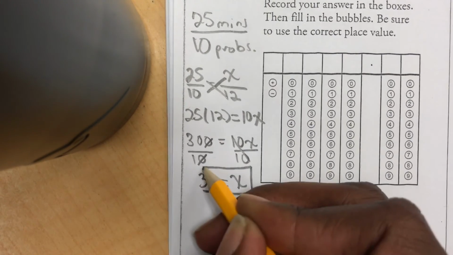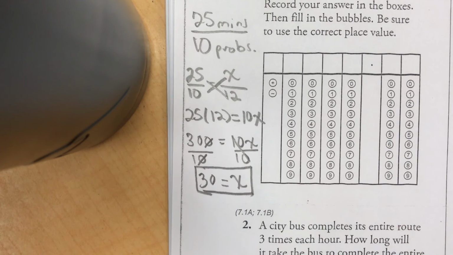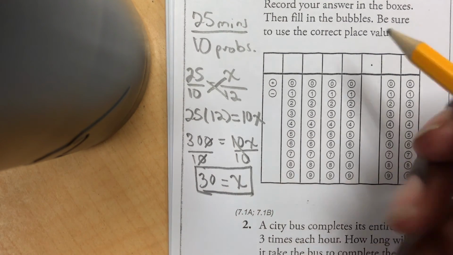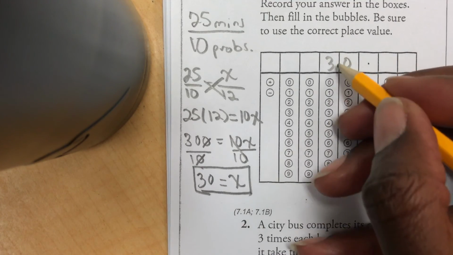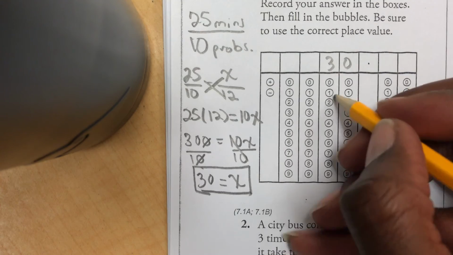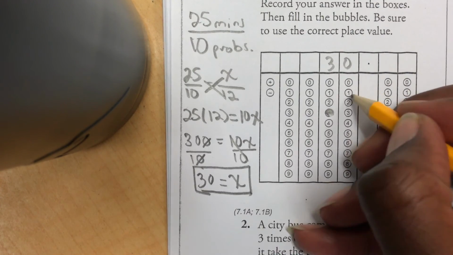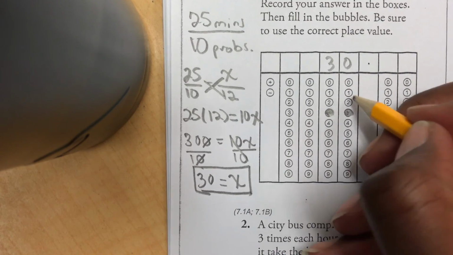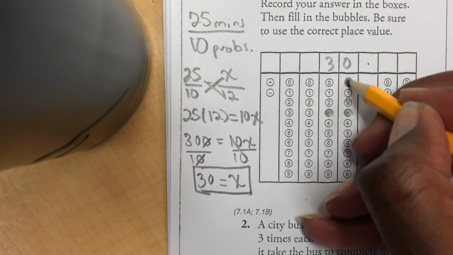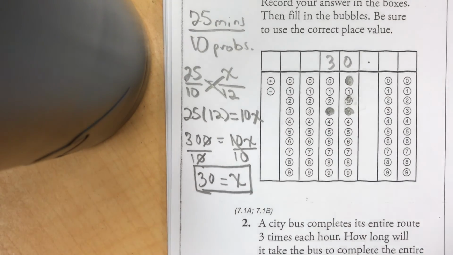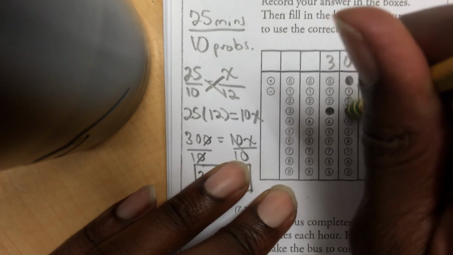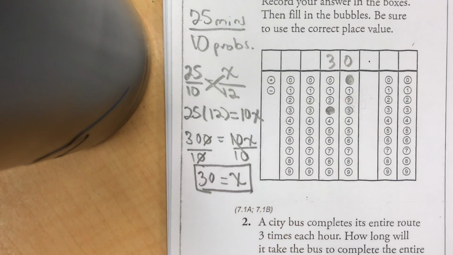So this student would be able to complete the 12 problems in 30 minutes, because we're talking about minutes. So we're going to make sure that we bubble in correctly, that we erase any stray or accidental marks that we made. And there you have it.